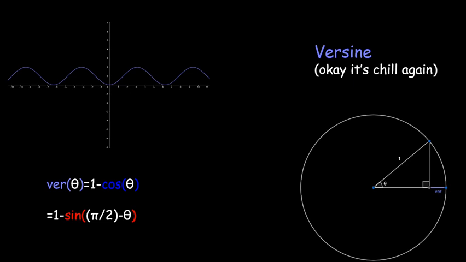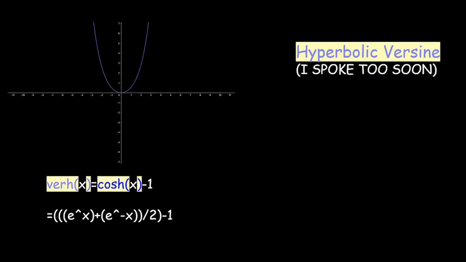Next we have the versine. That's the segment that I alluded to earlier. It's literally just 1 minus the cosine, defined using more sine. Yay. Anyways, hyperbolic versine.